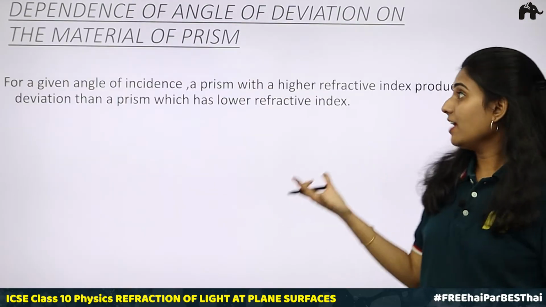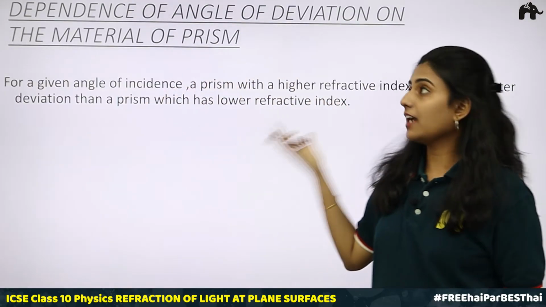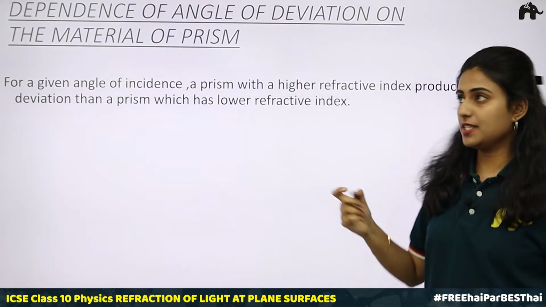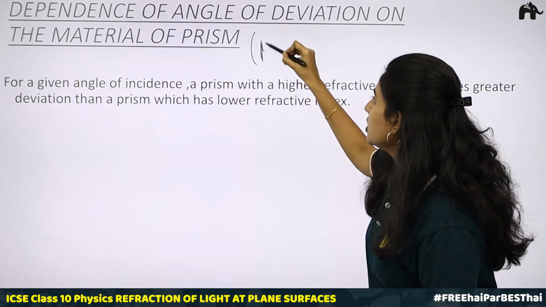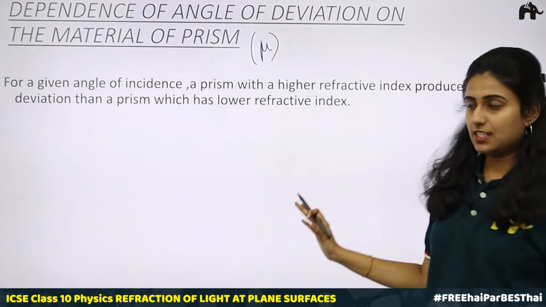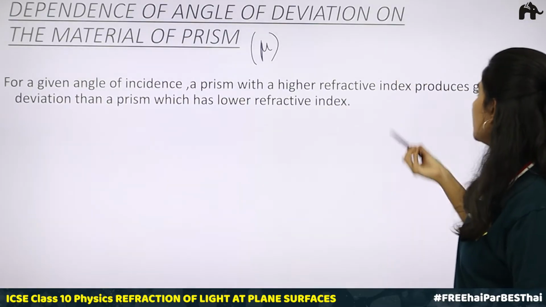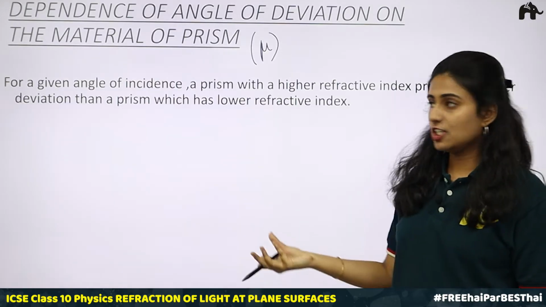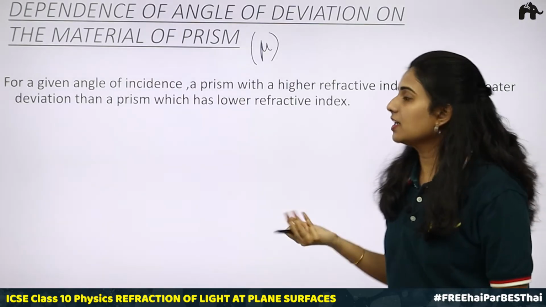The second factor is the dependence of the angle of deviation on the material of the prism, which means the dependence of the angle of deviation on the refractive index mu. For a given angle of incidence, a prism with a higher refractive index produces greater deviation than a prism which has a lower refractive index.